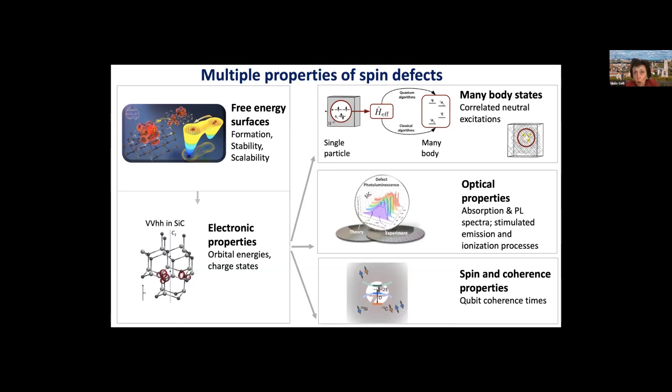Sometimes you do know which defects people are interested in, but sometimes you don't know how they form, and you would be interested in predicting free energy surfaces and how these defects form. We have done some work recently on this by coupling first principle MD and advanced sampling methods. Most of our calculations always start from density functional theory, but it turns out that some of the defects do have highly correlated states. The many-body states and the correlated neutral excitations are the really important physical quantities if you want to understand how to address these two-level systems.